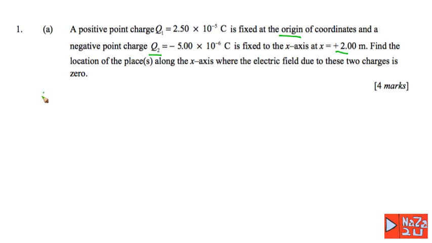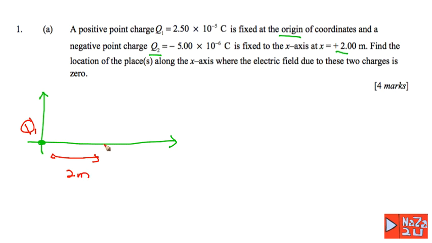So if you draw the diagram, let's say this is the origin, and this is the position of Q1, and we have a distance of 2 meters, and this is the position of Q2. Find the location along the x-axis where the electric field due to these two charges is equal to 0. So meaning at that position on the x-axis, the electric field E is equal to 0.